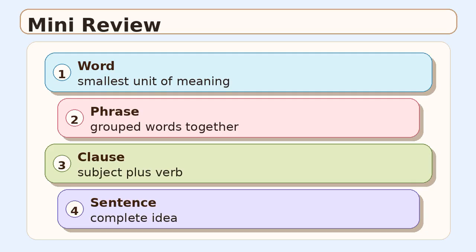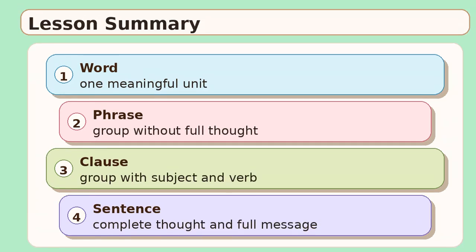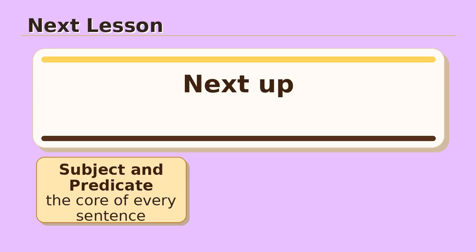Before we close, keep this review pattern in your mind. A word gives meaning. A phrase groups meaning. A clause creates grammar structure. A sentence completes the message. In this lesson, you built the first grammar foundation. If this difference is clear in your mind, every later grammar lesson will become easier to understand and easier to use. In the next lesson, we move to the two core parts of every full sentence, subject and predicate.